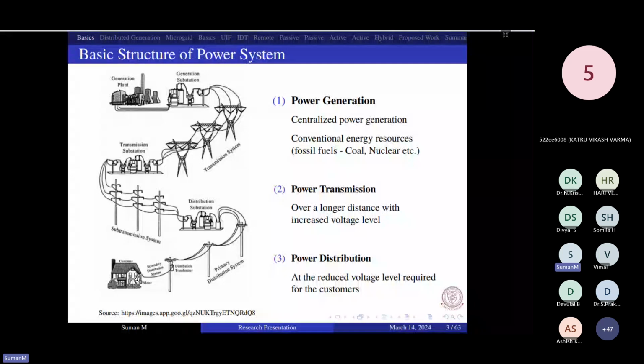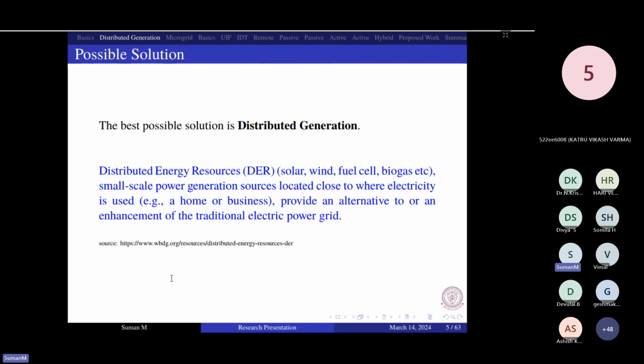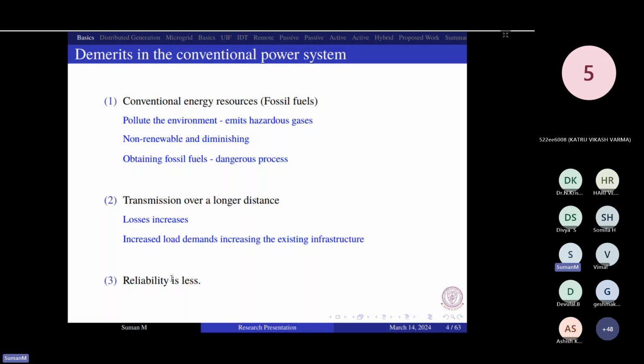So this is a radial system. In a radial system, if there is some maintenance event in the distribution substation, obviously the customers and consumers will not be getting any power. So we want to overcome all these drawbacks or shortcomings. If we want an alternative to avoid these drawbacks, the very simple thing we can do is supply power at the customer end itself.